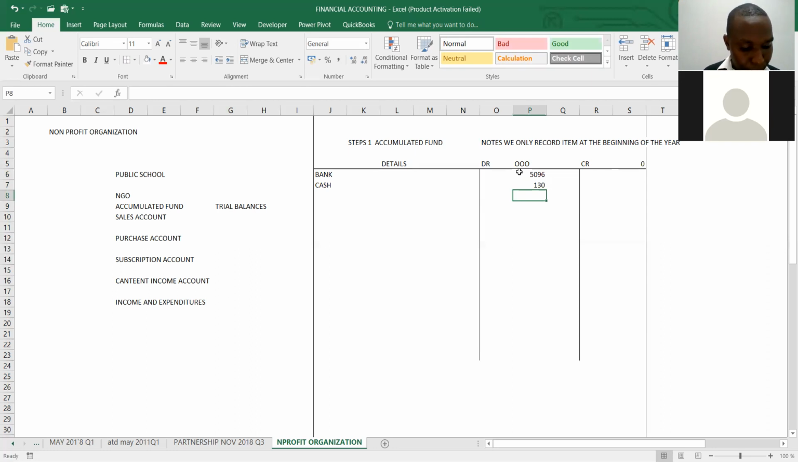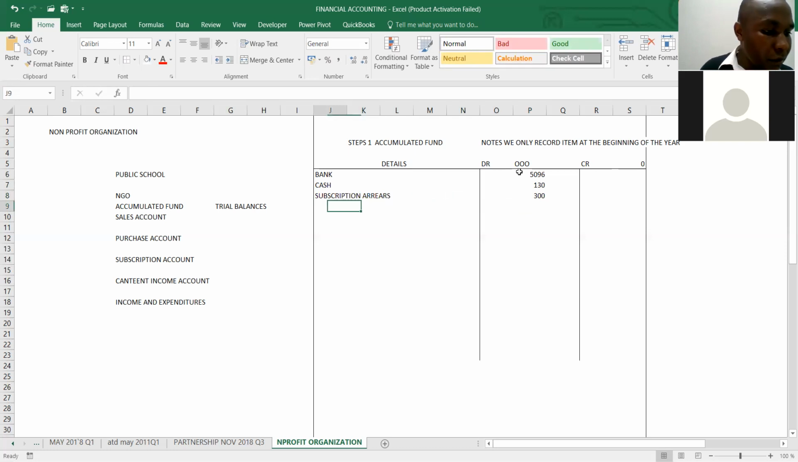You can see in note number 1, the following balances were available. So we only record for 2014. The first one is subscription in arrears. When we say subscription in arrears, the members owe us that money. They have not paid us. So for us it is an asset, but for them it is a liability. So we record it under current assets. How much? 300.